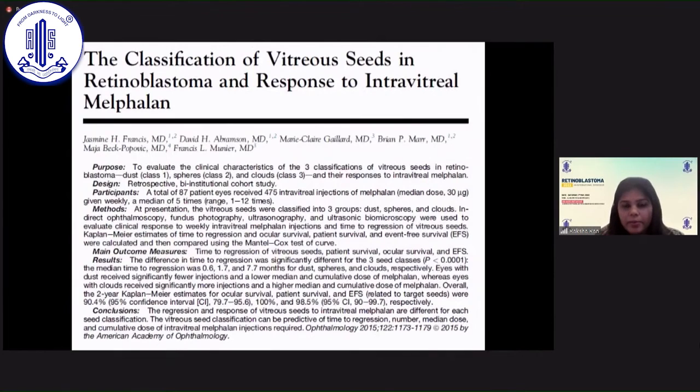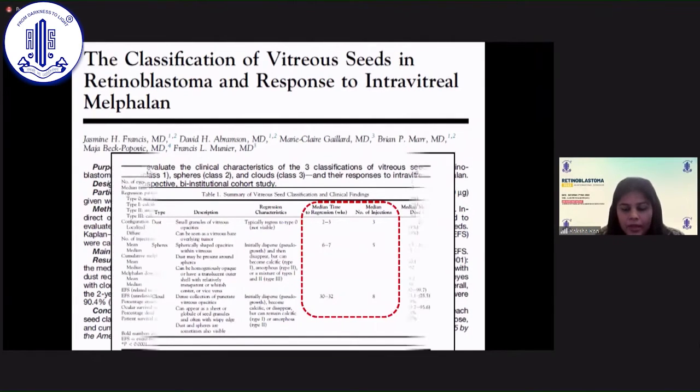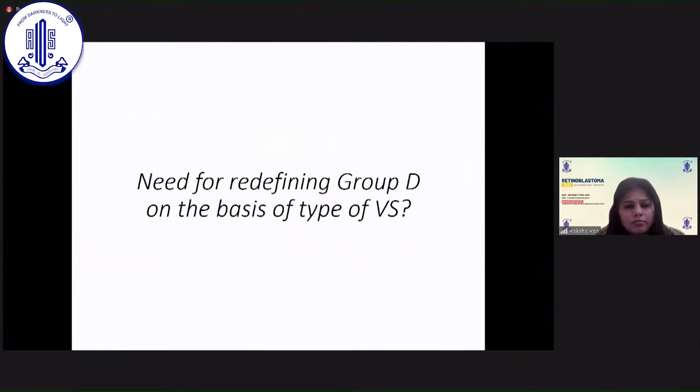So based on this particular paper as well from the Abrahamson group et al., in their table as well, they mentioned that it is the cloud type of vitreous seeds which takes longer time to regress and which requires a higher median number of injections. As also in another table, they have described that the ocular survival rate of eyes with spheres is less than those as compared to cloud and dust type of vitreous seeds. So there's definitely a need for redefining group D on the basis of type of vitreous seeds. So how would you say that we would incorporate this in AJCC 8?